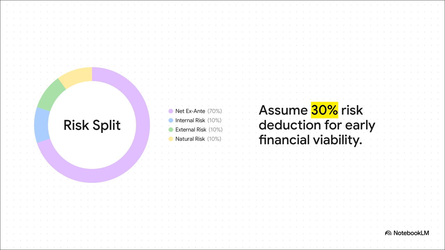This is the risk that the trees simply won't survive the mandatory 40-year project lifetime. You actually have to subtract portions of your total expected credits for internal risks, like maybe a lack of long-term landowner agreements, as well as external risks and natural risks. And because these deductions eat away at so much of the total expected credits, the smart developers out there simply assume a baseline 30% risk deduction right out of the gate when they're doing their early financial feasibility tests. Better safe than sorry, right?